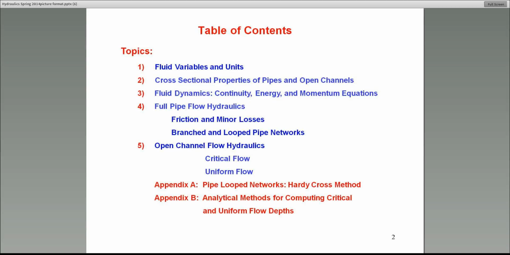There are some problems in the appendix that I've included. I will not include them in our present session, particularly loop network analysis and things like that. So you might want to, at your own free time, review those contents there.